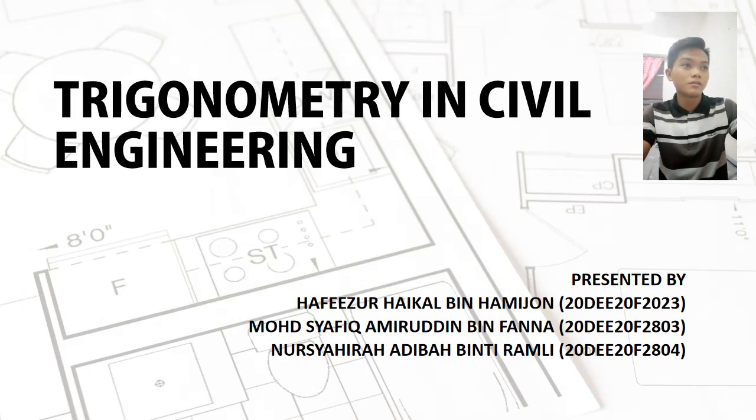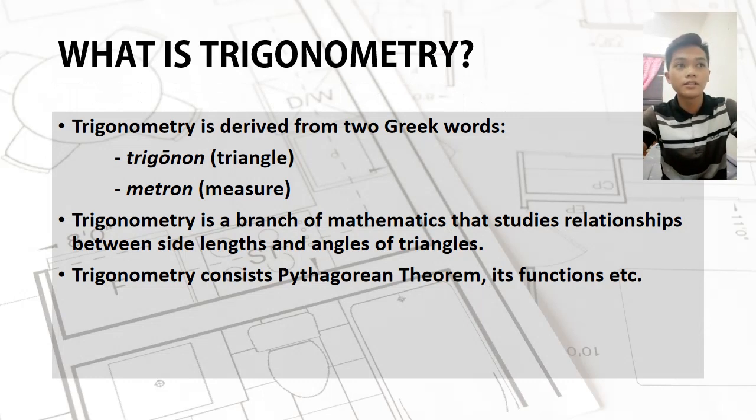Our topic today is trigonometry in civil engineering. Let's start. What is trigonometry? Trigonometry is a branch of mathematics that studies the relationship between side length and angle of a triangle. Trigonometry is derived from two Greek words: trigonon, which is triangle, and metron, measure. Trigonometry consists of the Pythagorean theorem and its functions.